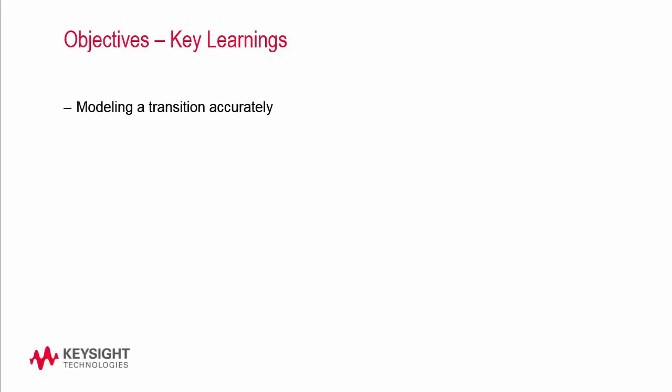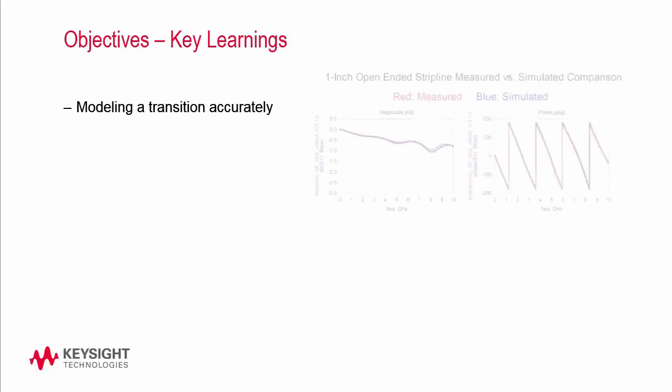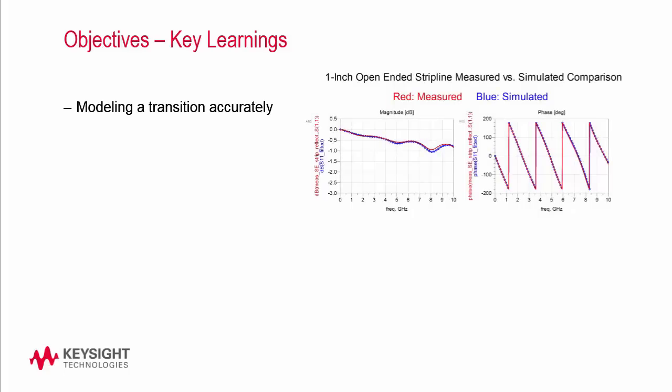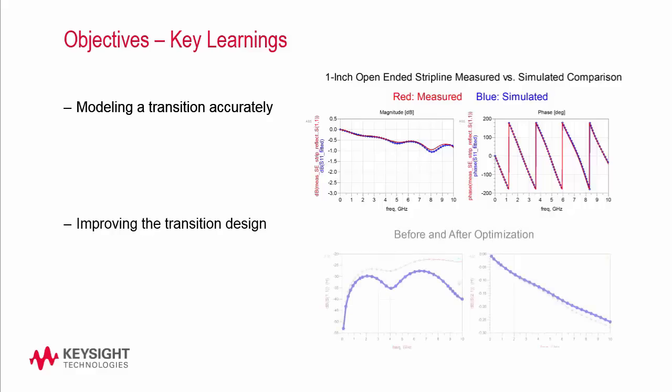First, I'll show the process for accurately modeling a transition, which sometimes can be a quite challenging task. Yet, we can get excellent agreement between simulated and measured results as shown in the slide if we do it correctly. Second, I'll show the process for improving the transition design to get better performance. This slide shows an example of improved return loss performance even with a pretty well-designed transition.